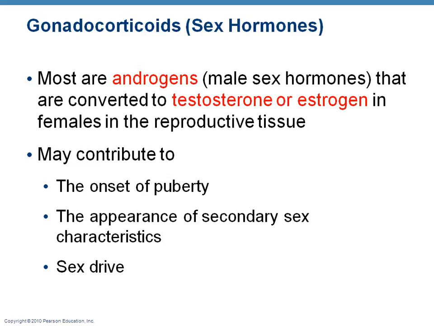And what these are going to do is they're going to trigger pretty much the onset of puberty. So you can see here I have a list. Triggers puberty, triggers secondary sexual characteristics. In females that would be breasts forming, in males that would be facial hair, and then the sex drive. So these gonadocorticoids are also responsible for sex drive.